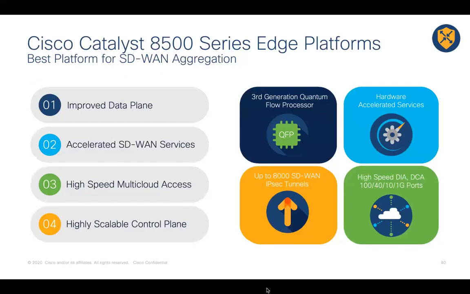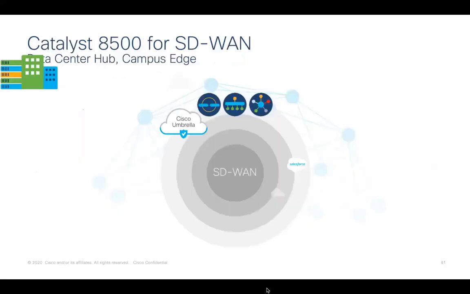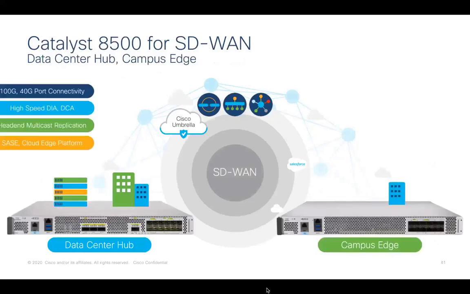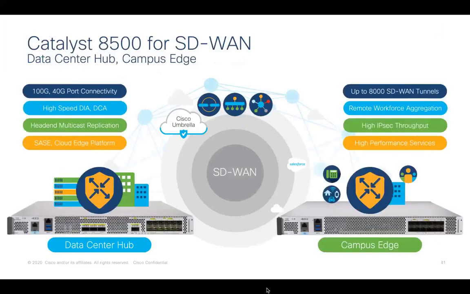But these are the 4 key points that I would like to tell you today in terms of what are the new things coming up with Catalyst 8500 in 4 dimensions, so to say. First one, let's figure out where this platform will serve us in the networks, right? And that starts with it being purpose-built for SD-WAN aggregation. It could be either a data center hub or the large campus edge deployments.